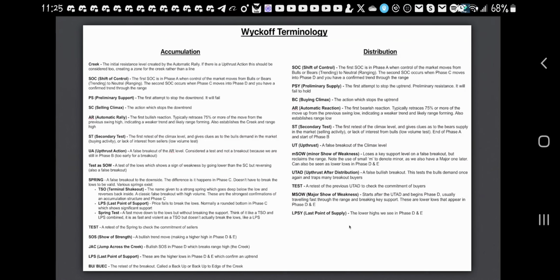We also have a shift of control. So shift of control is the most important part of the entire thing. There are two of them, the first of which is in phase A, and that's when control of the market moves from bulls or bears, i.e. trending, to neutral, which is ranging. The second shift of control occurs when phase C moves into phase D and you confirmed a trend through the range.